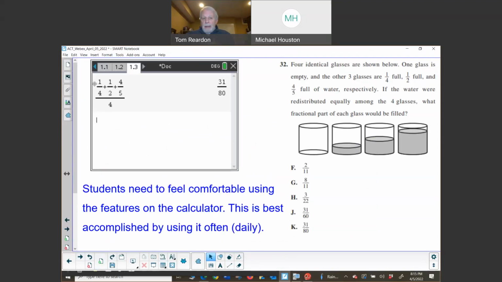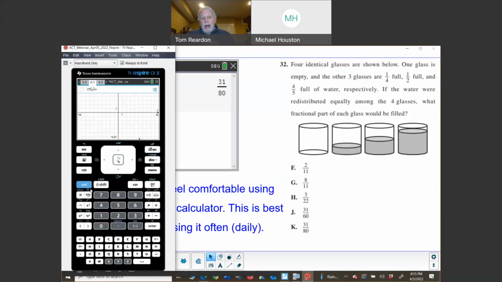And the Inspire, again, would be done just about the same way. The only thing on the Inspire, it's control division. That is the fraction template. Control division is the fraction template, and then you can do some things with that.